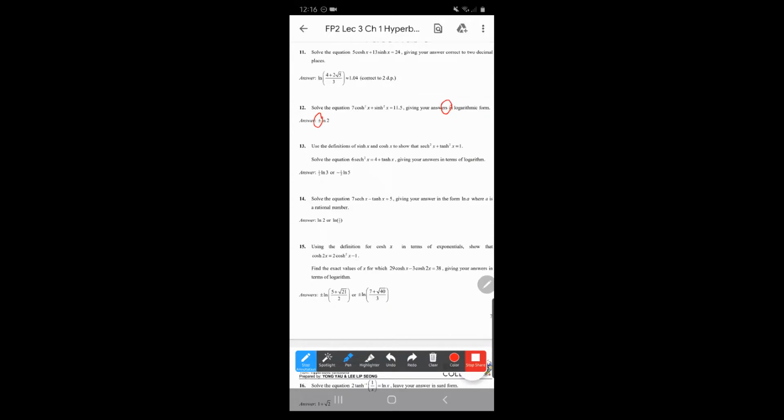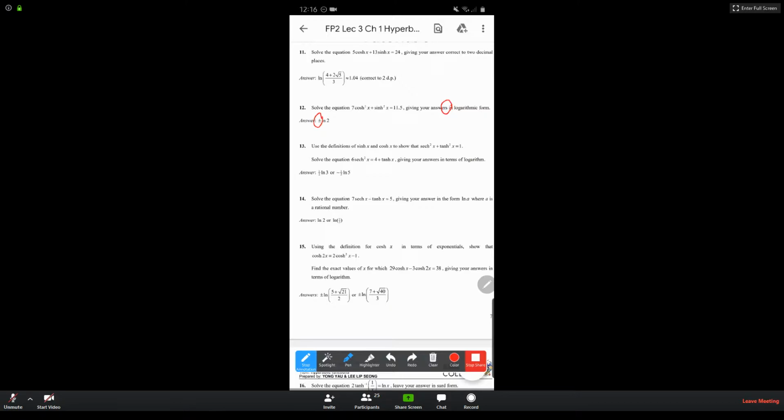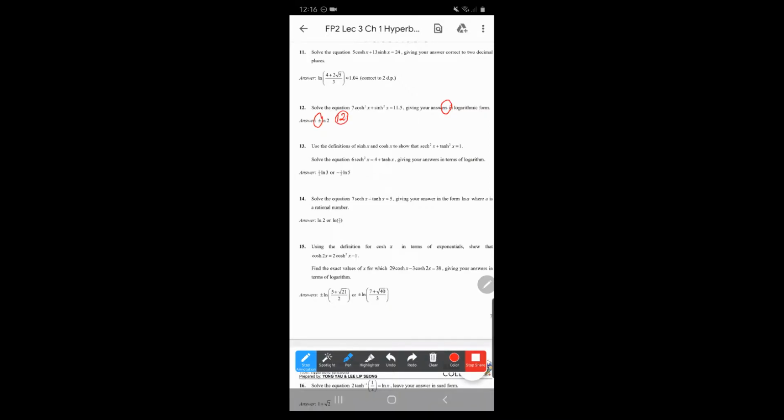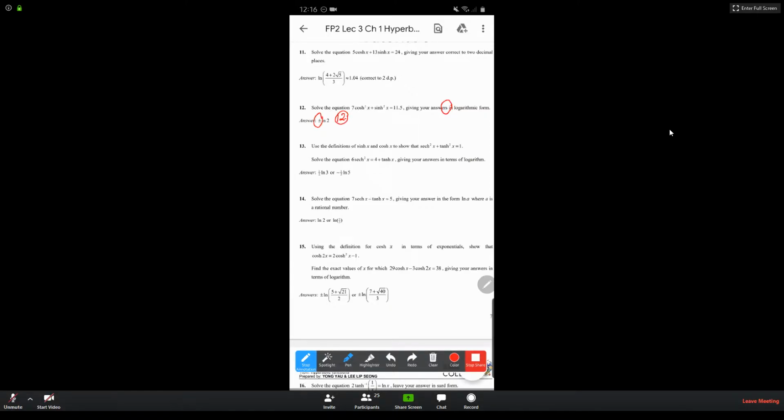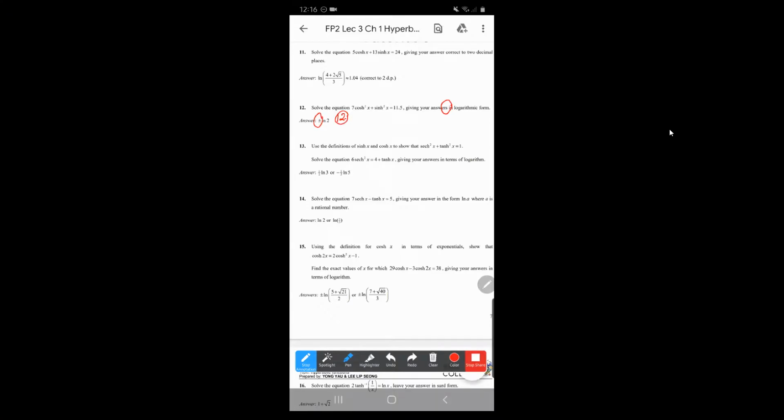But for the new syllabus, I have checked with Mr. Yong, who is the subject leader of further maths. This question 12 here, he said, for the new syllabus, when they want to ask, they will actually impose a restricted domain for this question. That means the question will be changed to solve the equation 7 cos squared x plus sine squared x equal to 11.5, giving your answer. Now, in this case, for the new syllabus, you will only have one answer in logarithmic form. Then they will add in the domain for you.